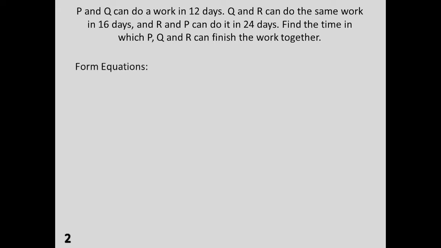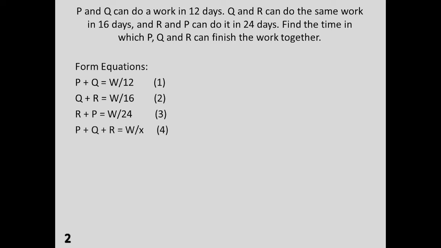Forming equations is like this. If P and Q work together, their productivity adds up. So P plus Q is equal to W by 12. Similarly for Q and R and R and P. Now if we assume P, Q and R can finish the work in X number of days, we can write it like P plus Q plus R is equal to W by X. We need to find X.